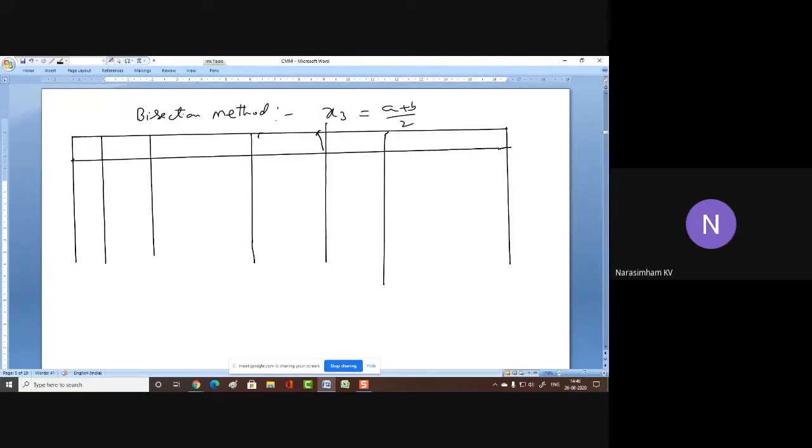Okay, now listen. First, iteration: I will write here IT, iteration number, nothing but step. This is x1, x2, and x equals (x1 plus x2) by 2, the bisection method formula.